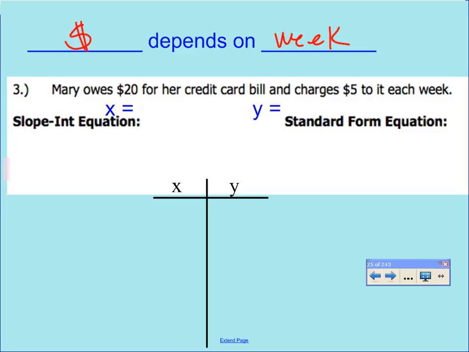Money or bill, however you want to think of it, depends on week. So Amanda gave us that very first part. She's correct.